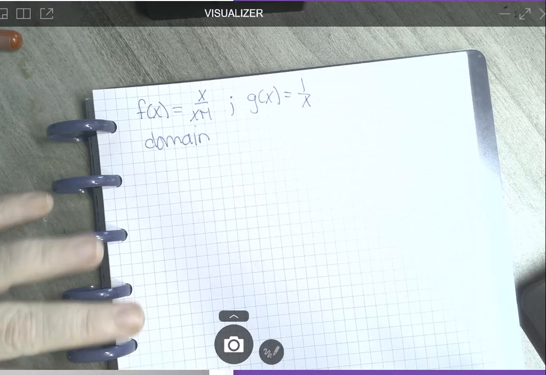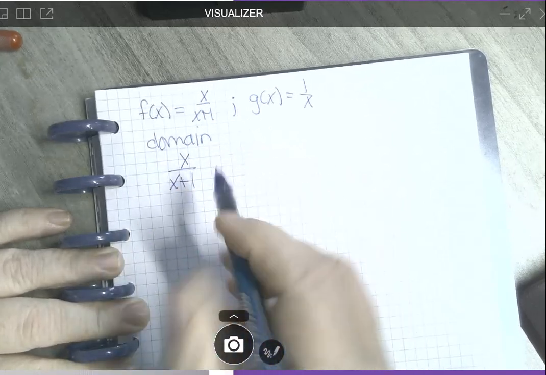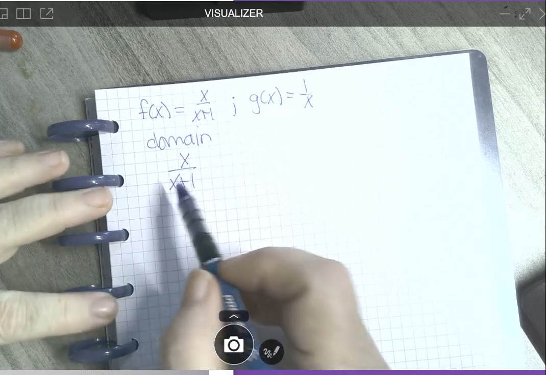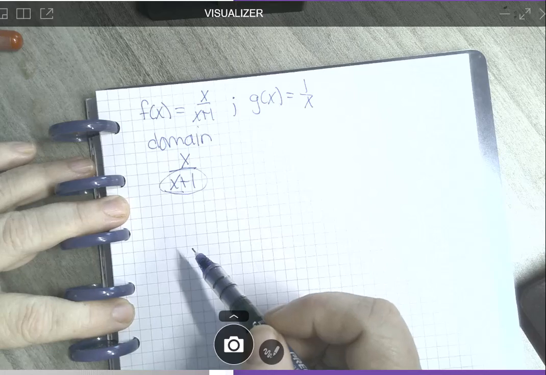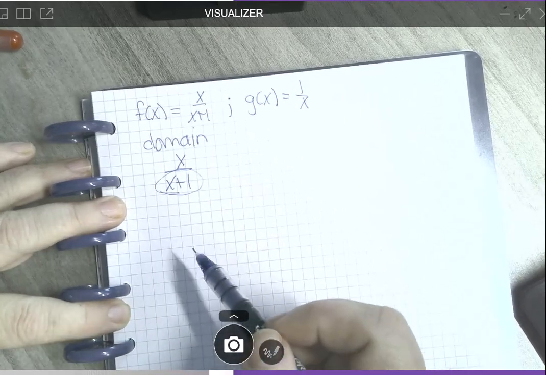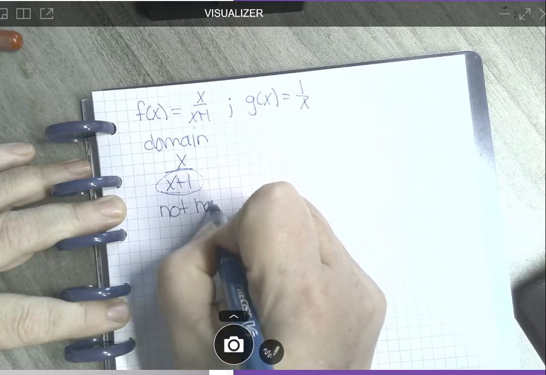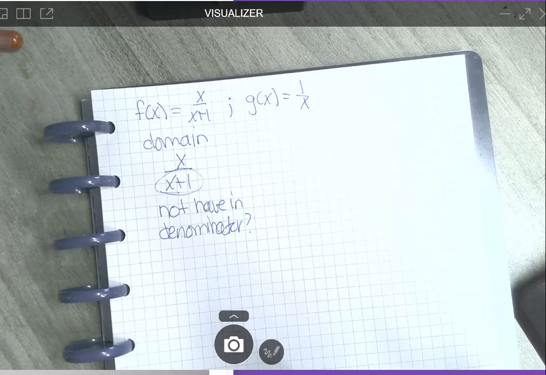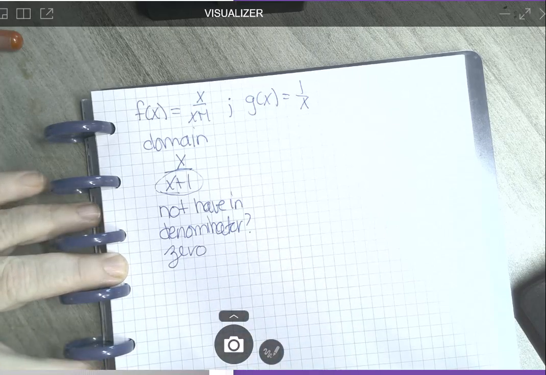Okay, here I am at another piece of paper. We have x over x plus 1. Now, we don't have a square root in the numerator, so we don't really care what's up there. We're always only looking at the denominator. Now, we have to ask ourselves, what can we not have in the denominator? And if you said 0, you are correct. We cannot have a 0 in the denominator.